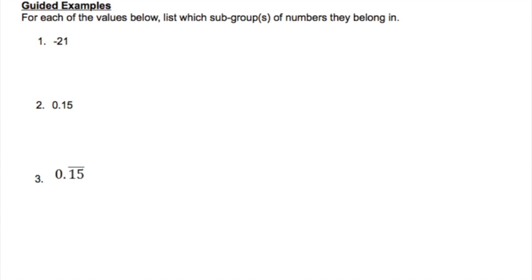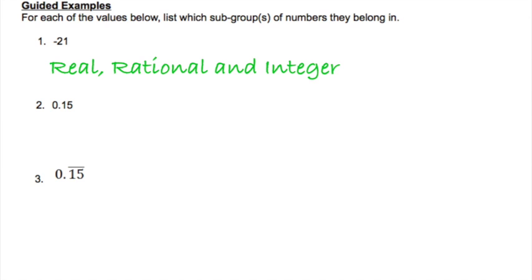Let's look at some examples. So if we have negative 21, negative 21 is a real number. It's rational because it could be written as a fraction, negative 21 over 1, for example, or negative 42 over 2. It's also an integer because it has a negative sign and it's a whole number. If we have 0.15 or 15 hundredths, that's a real number and it's rational because we could write it as a fraction, 15 over 100 or 15 hundredths. Obviously, we would want to simplify that, but it can be written as a fraction.